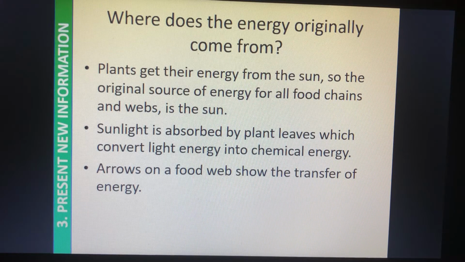And the arrows on the food web show the transfer of energy. Quite often people get those the wrong way around. So we're saying the energy goes from the plant into the primary consumer. So we have to have the arrow pointing away from the plant and into that primary consumer. Okay, write from this page whatever you feel is important. And you will need to pause the video now.